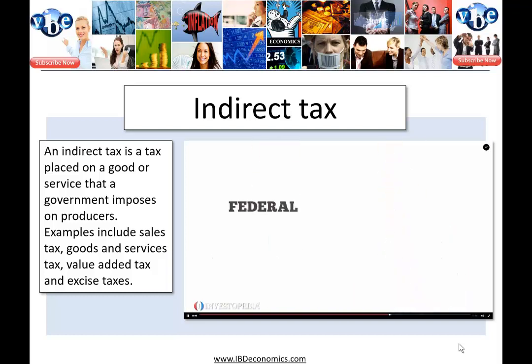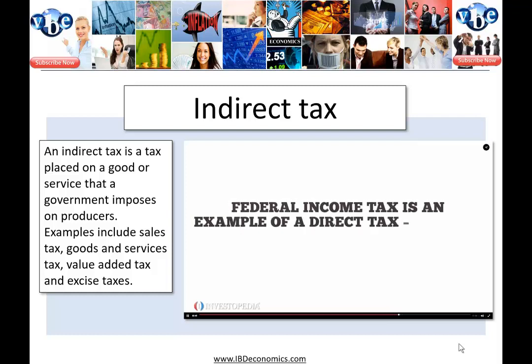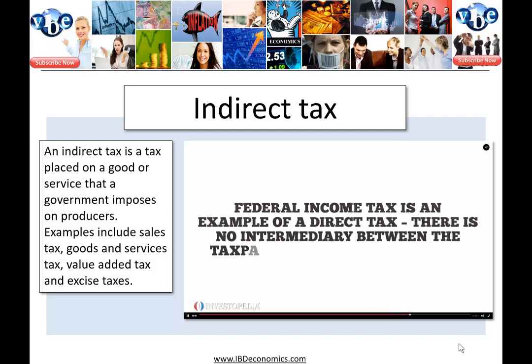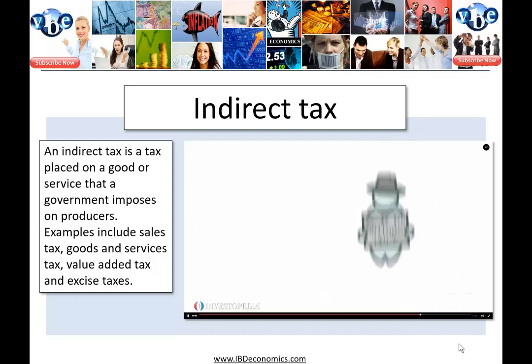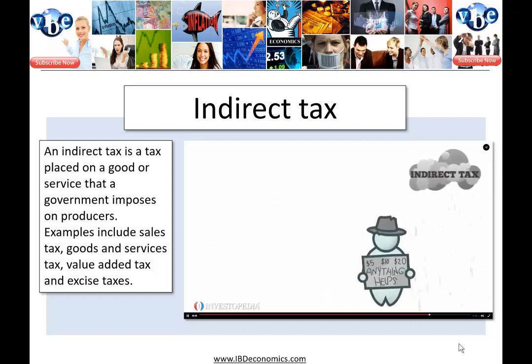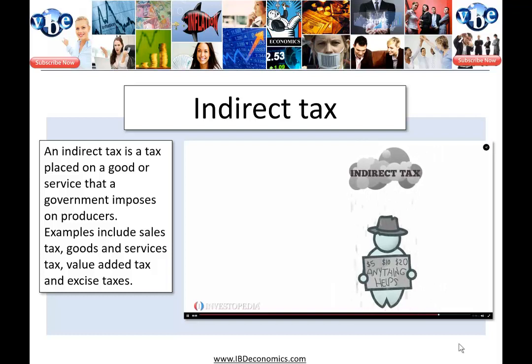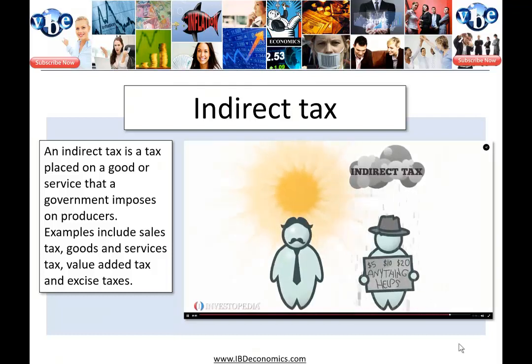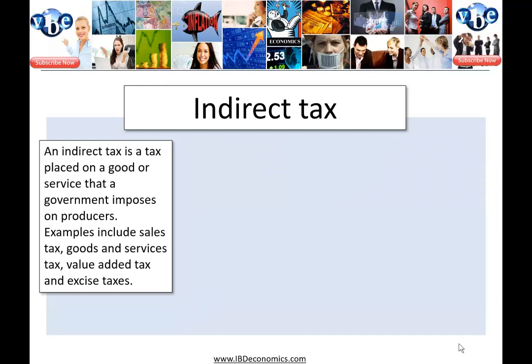unlike a direct tax. Federal income tax is an example of a direct tax. There is no intermediary between the taxpayer and the government. Indirect taxation tends to take a greater toll on people with less money. That's because the poor pay the same amount of tax as the wealthy. Okay, so a definition there: a tax placed on a good or service that a government imposes on producers. So we all know about sales taxes, GST, goods and services tax, and VAT, value added tax, and we get excise taxes as well, but more about that later.